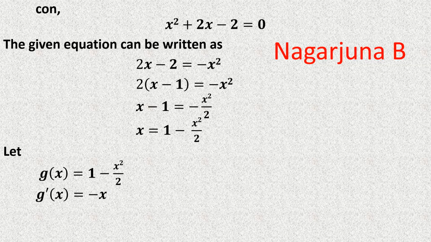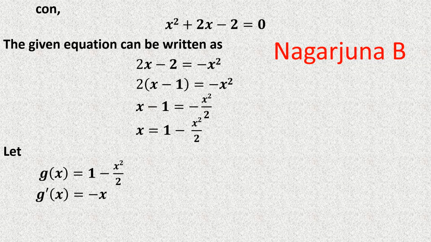Minus x square by 2 is there, take minus 1 by 2, which is a constant, outside. So minus 1 by 2 we keep outside, and differentiation of x square will be 2 into x to the power 2 minus 1. 2 minus 1 is 1, therefore it will be 2x. So minus 1 by 2 into 2x, 2 and 2 cancel, the remaining will be minus x.